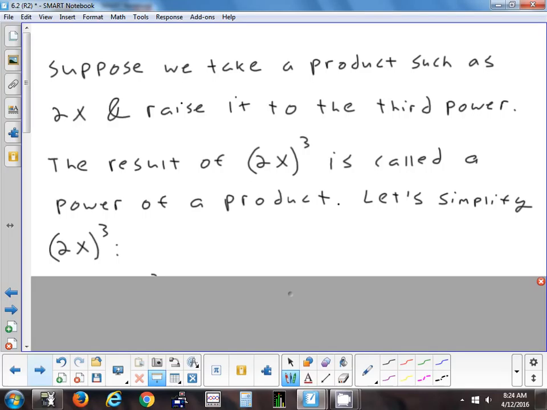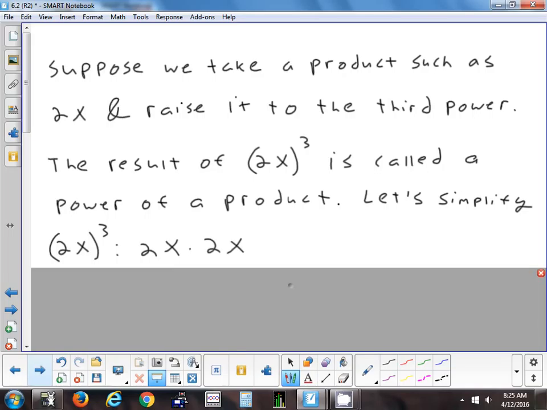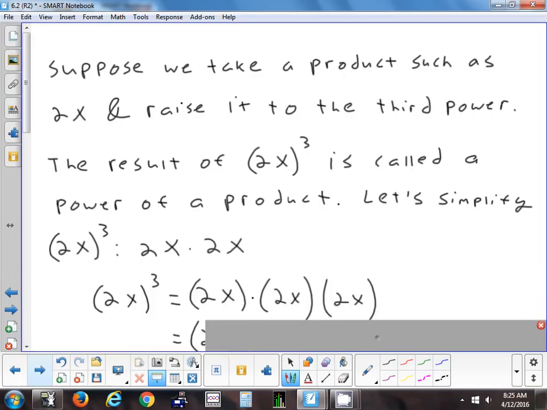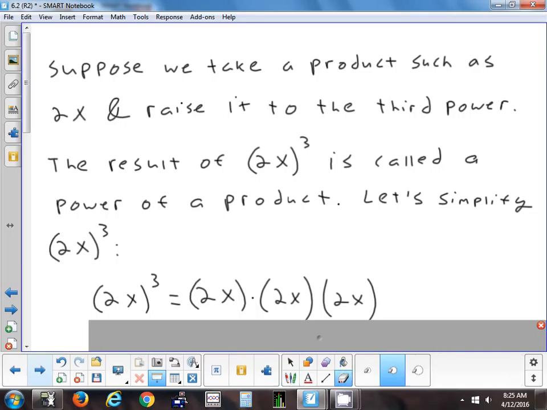What would that mean if you wrote this out without an exponent of 3? How many times is it getting multiplied? Is 2x getting multiplied together? Someone tell Mr. Hager how to write that out. You would do 2x times 2x. Good. So it means 2x, actually I just wrote it right here. It means 2x times 2x times 2x.